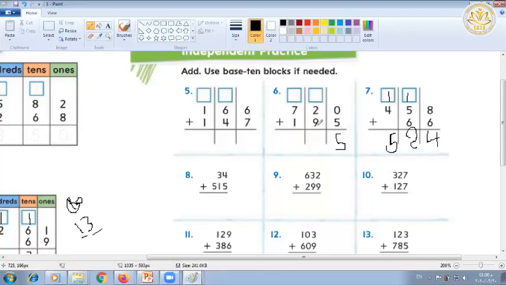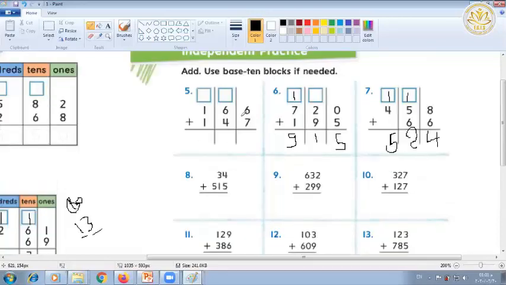Now here, 2 plus 9 equal 11. That means I made a new 100. So 11 means I have 1 ten and 10 tens, which make me a new 100. 1 plus 7 equal 8. 8 plus 1 equal 9. So the sum I have is 915. Good job. Now let's go to number 5.